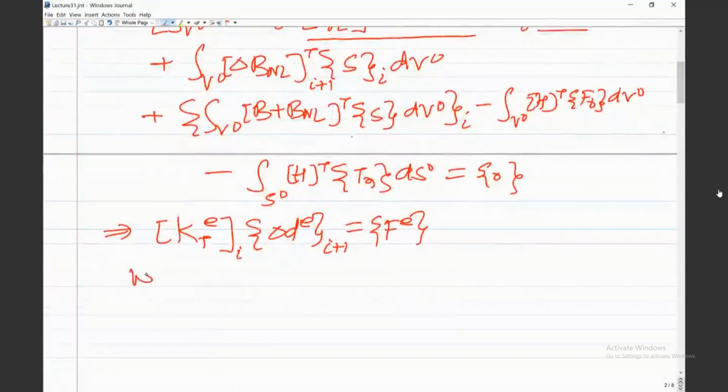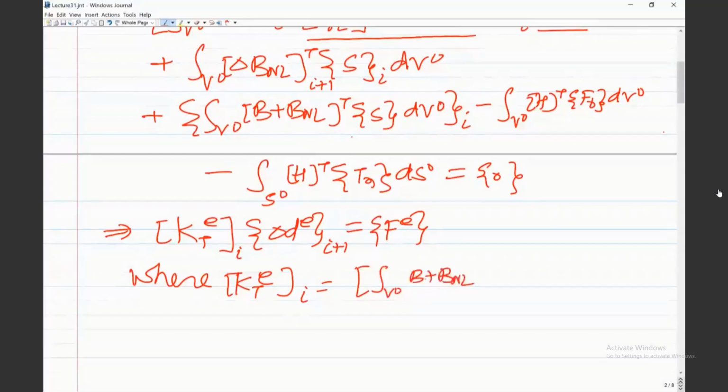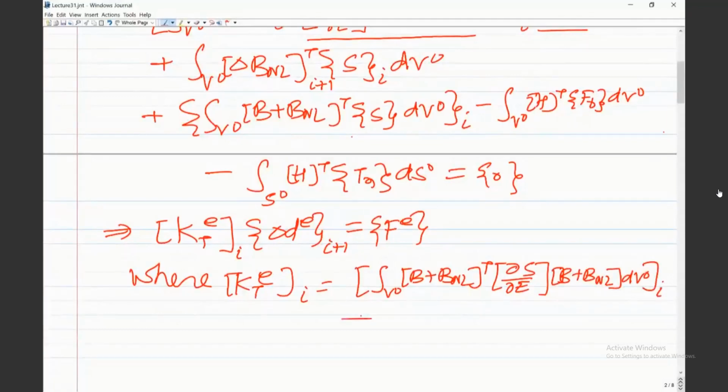Now in this equation, KTE I is nothing but the integration over the reference volume of B plus BNL transpose into the derivative of S with respect to the Green-Lagrange strain tensor. So it would be a 6 by 6 matrix, into B plus BNL dV naught evaluated at the previous iteration, this term, and plus we will also have the contribution coming from this one.